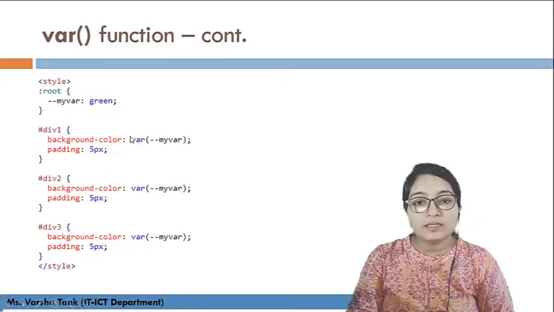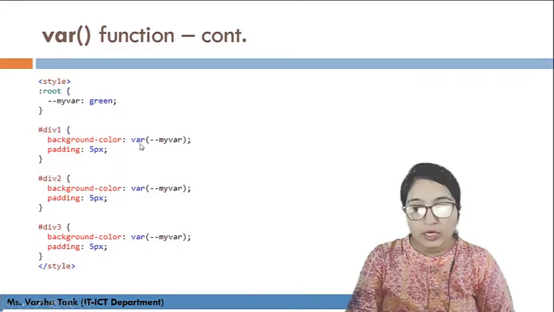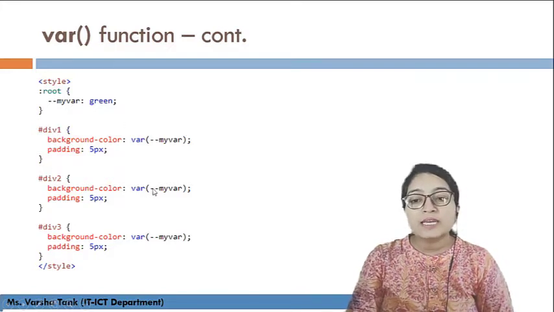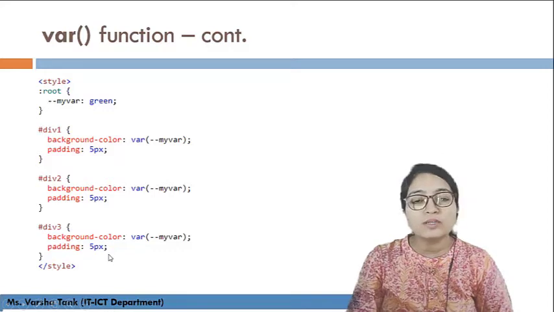Background color is equal to, you can write it this way, var(--my-color). So whatever color we have applied over here will be directly assigned to this background color of the division 1. So green will be assigned. Same way here also green will be assigned. Here also green will be assigned. So you can apply the same value at multiple places. Like this way you can use the variables.